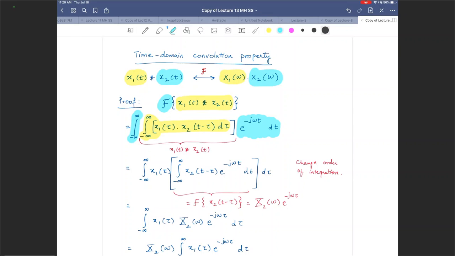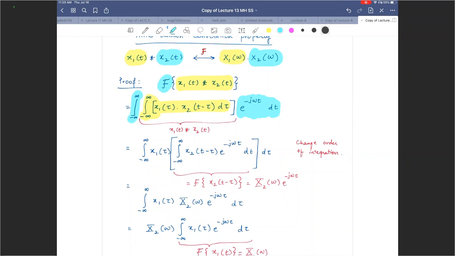So you have a double integral. The inner integral is with respect to tau. The outer integral is with respect to t. And you can change the order of the integration depending on which signals depend on which variable. So once we change the order of the integration, we are bringing out the integral from negative infinity to infinity of x1 of tau. This only depends on tau, so I can keep that outside. And the first thing that I'll try to evaluate is x2 of t minus tau with e to the minus j omega t dt.